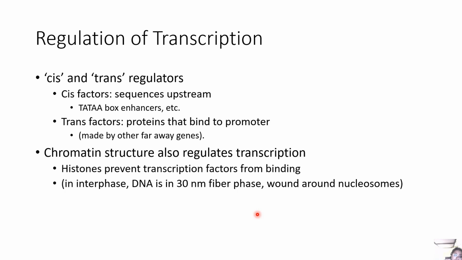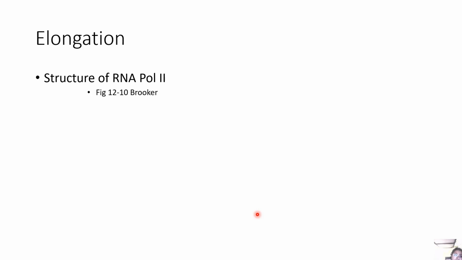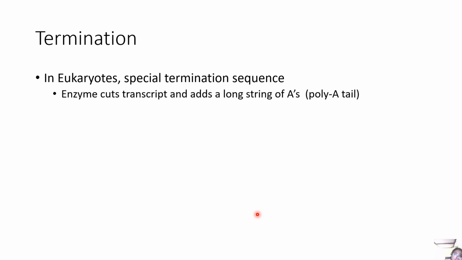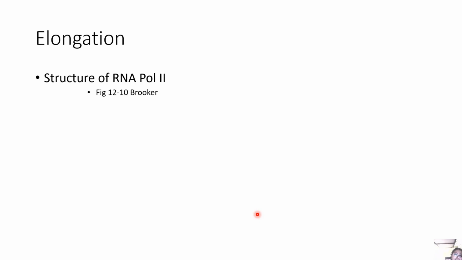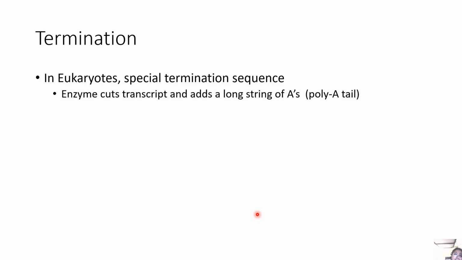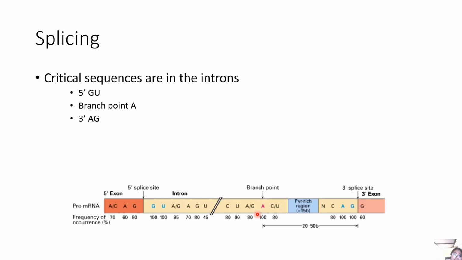In interphase, DNA is in the 30 nanometer fiber phase, wound around nucleosomes. Now in eukaryotes, for elongation, the structure of RNA polymerase, and in eukaryotes, there is a special transcription sequence which cuts the transcript and adds a long string of poly-A. Now what is splicing?